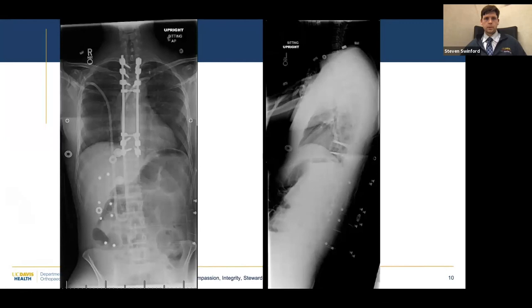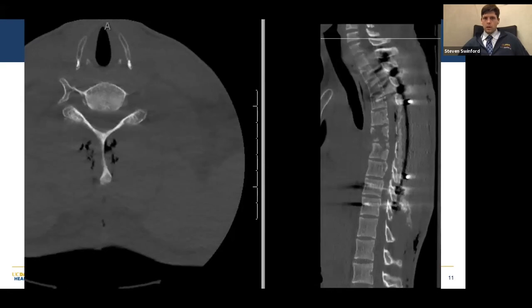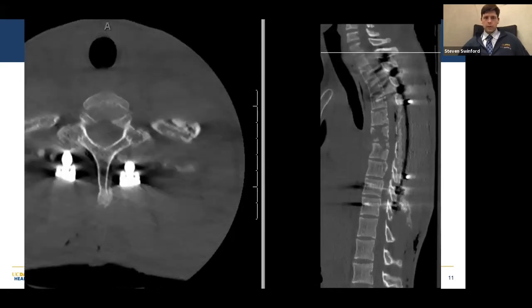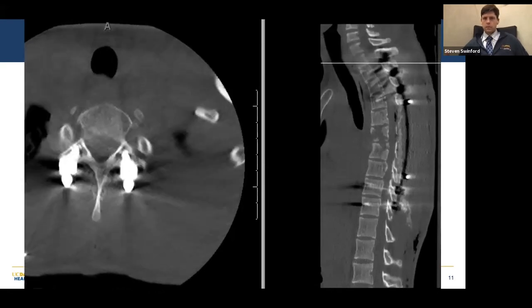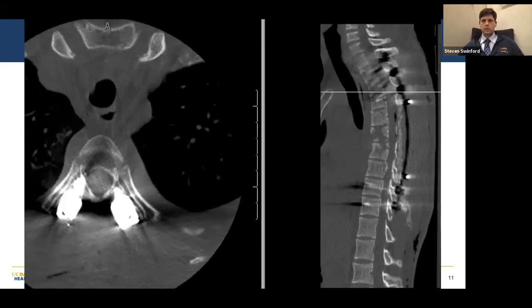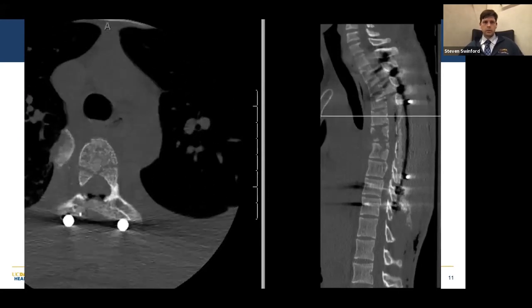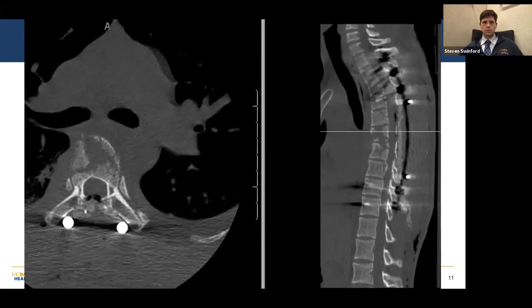So pretty satisfying. This was like a 19-year-old kid who was ATVing with his buddies. He was asking when he could start deadlifting again. He said he was deadlifting nearly 500 pounds before this happened. We got a nice little CT scan to make ourselves sure we didn't leave anything in the canal. I think you said he walked into clinic at his 6 week post-op with just mild weakness in the right side and full motor strength on the left side, which is hard for me to believe, but you can see a pretty nice correction overall.